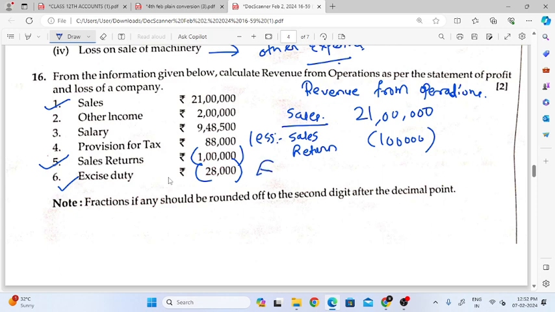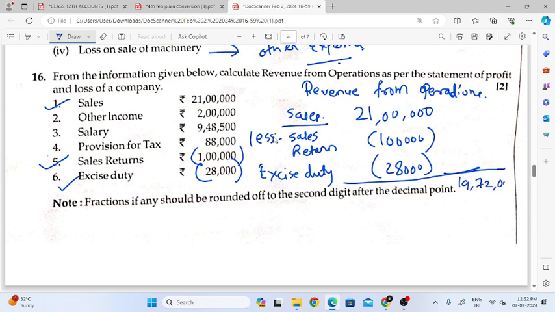Then less excise duty, which is 28,000. So this comes to, let's total this and find out the answer. 21 lakhs minus 1 lakh minus 28,000, which comes to 19 lakh 72,000. Okay, so this is how you have to calculate revenue from operations.